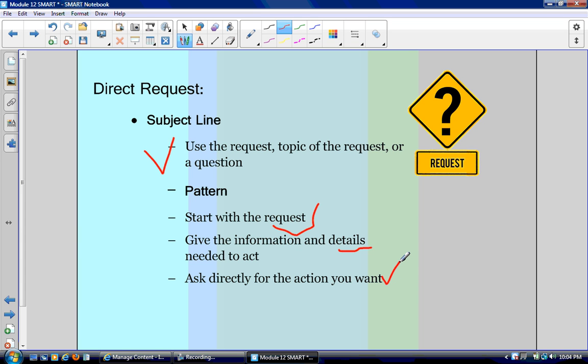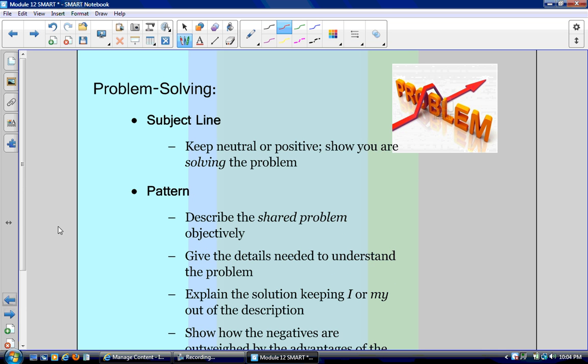Do you want them to RSVP with you, sign up on the sign-up sheet that's hung above the copy machine? How do they follow through? So direct request is pretty simple. Problem solving, though, tries to get the reader to understand the rationale of what you're doing before they jump to conclusions or have an emotional response.